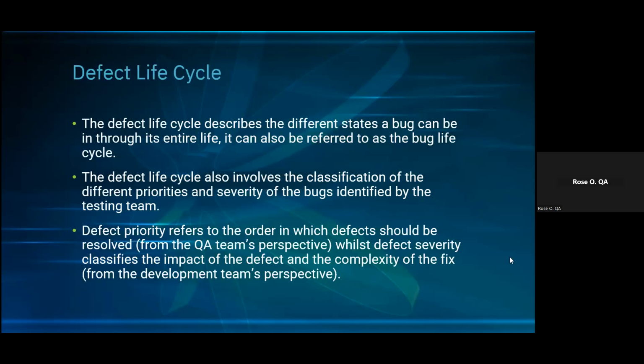Have it that priority refers to the order in which the defect should be resolved. So if you put it as 1, the developers will quickly look at it and fix the 1s first before they go to the 2s. Some we can still leave because they're medium. For example, the color is meant to be this thing. Cosmetic bugs could be number 4. And severity classifies the impact of the defect and the complexity of how to fix it.